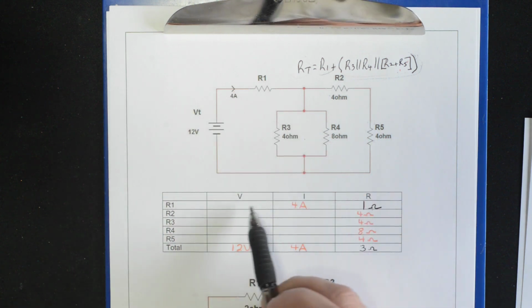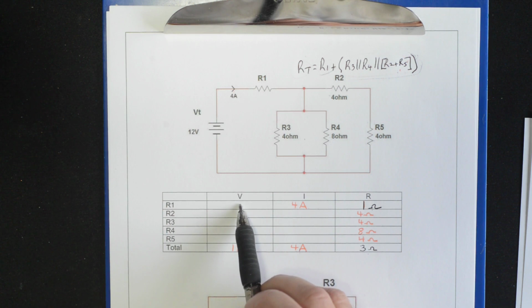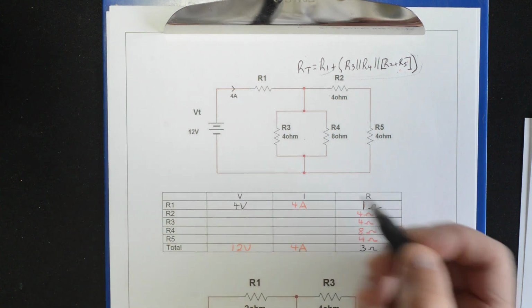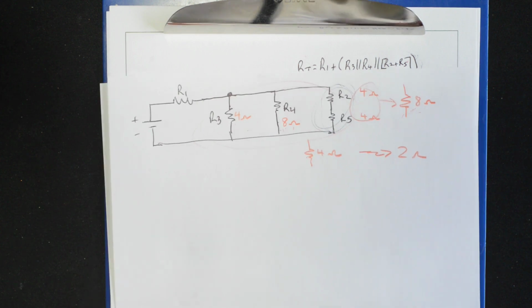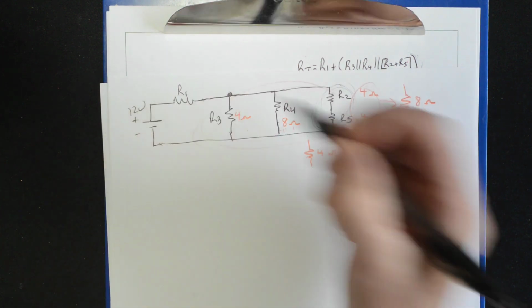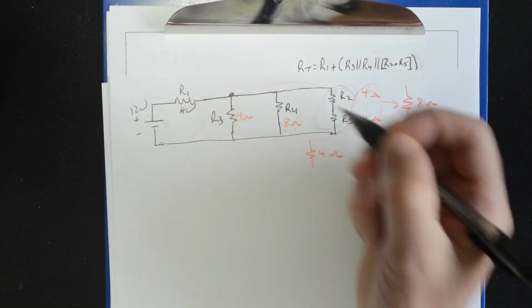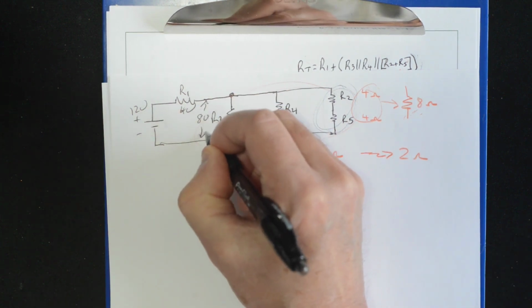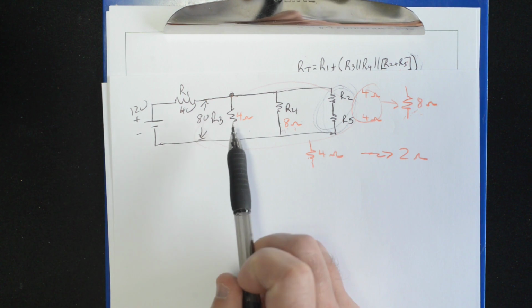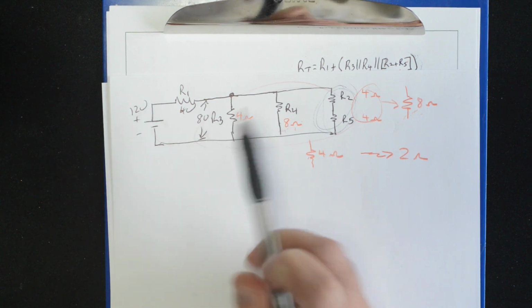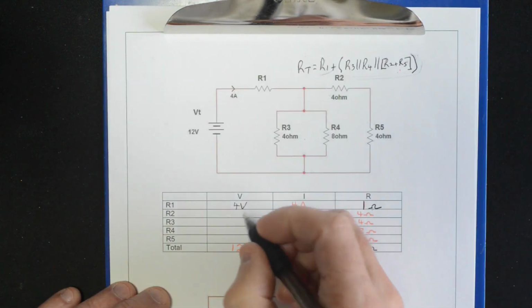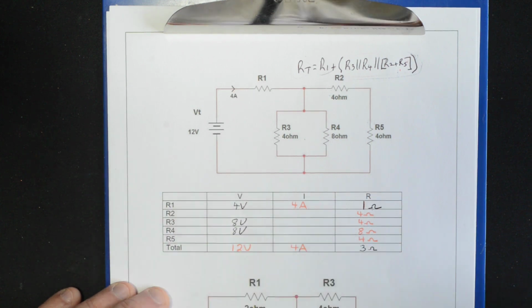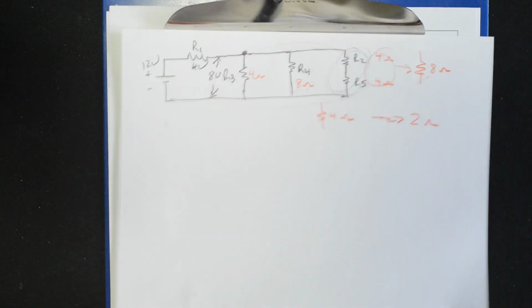All right, voltage. Well, here again, V1 is I1 times R1. I know this is 4 volts. Now let's take a look here. I start out with 12 volts here. I've lost my 4 volts here. I've got 8 volts left, and it's across here. Right, so that means R3 and R4 both get 8 volts.